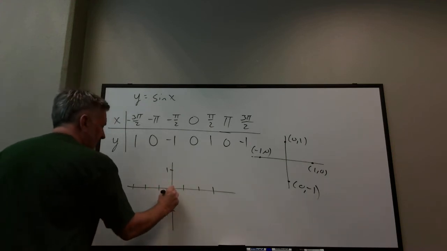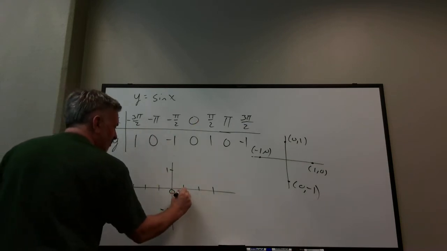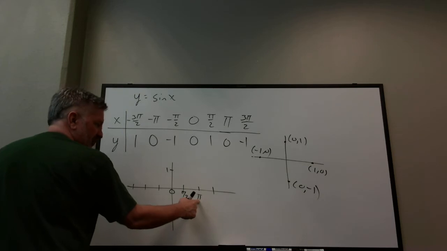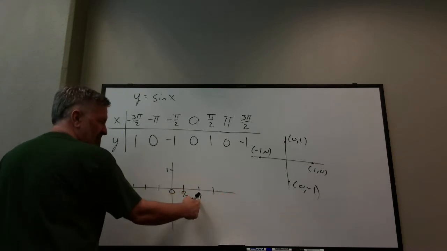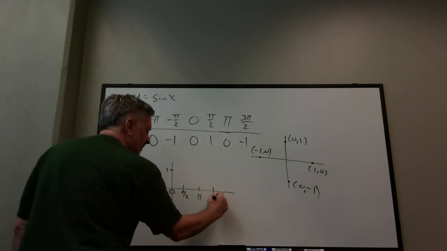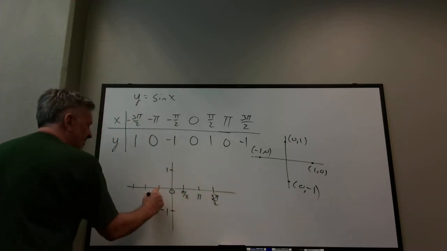I need to label. So here's 0 radians. Every pi over 2, so 1 pi over 2, 2 pi over 2. Pi over 2 plus pi over 2 is 2 pi over 2, which is pi. 1 pi over 2, 2 pi over 2, another pi over 2 would be 3 pi over 2. And likewise, these are the negative values.